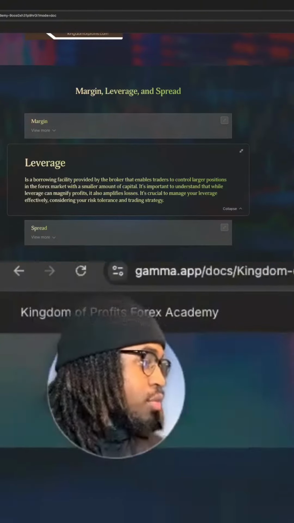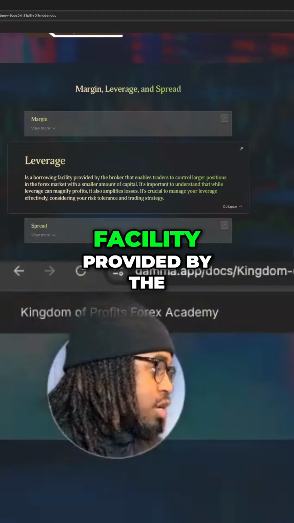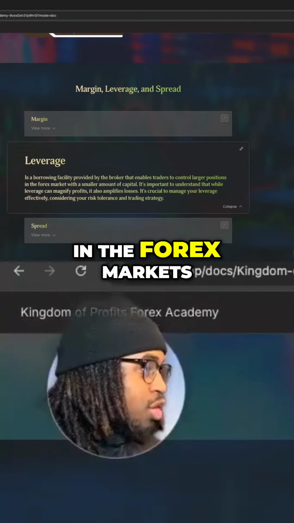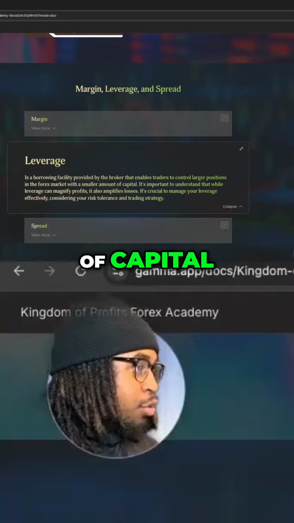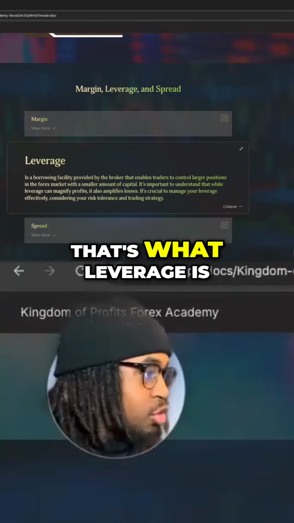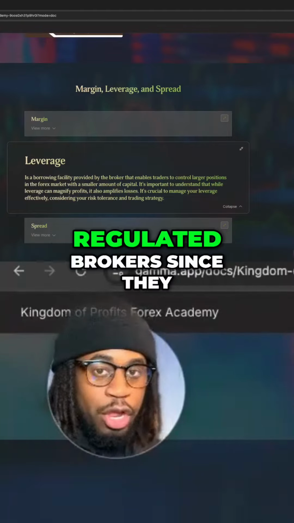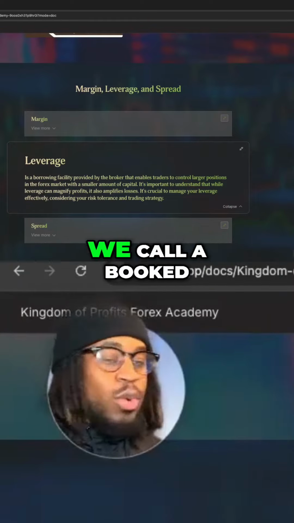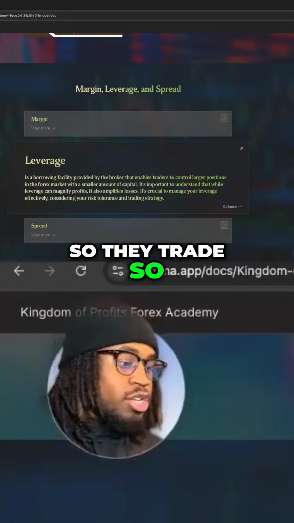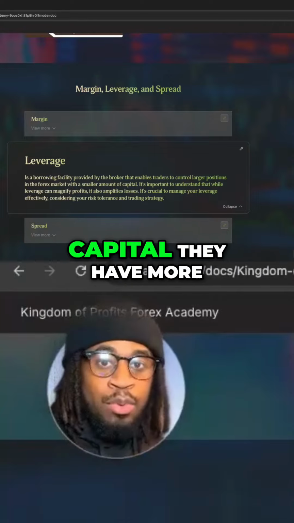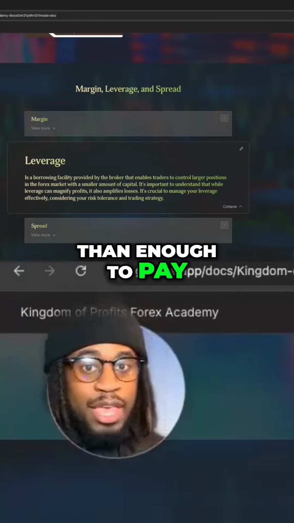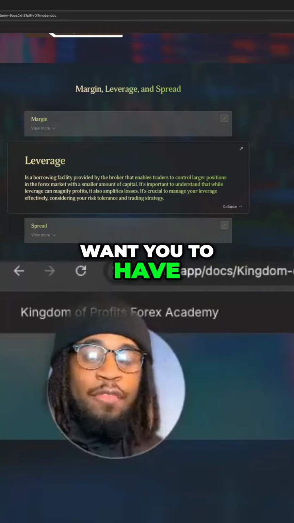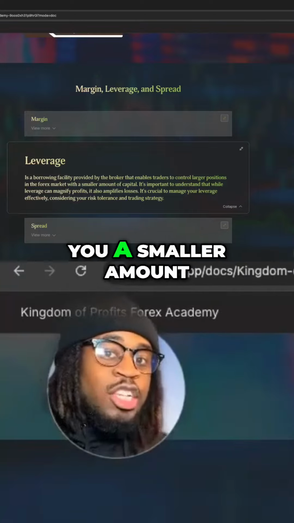Next is leverage. Leverage is a borrowing facility provided by the broker that enables traders to control larger positions in the Forex markets with a smaller amount of capital. Buying power. That's what leverage is. Regulated brokers, since they care about you and want you to succeed, are what we call A-booked, so they trade and manage everybody with their own capital. They have more than enough to pay you out, right?